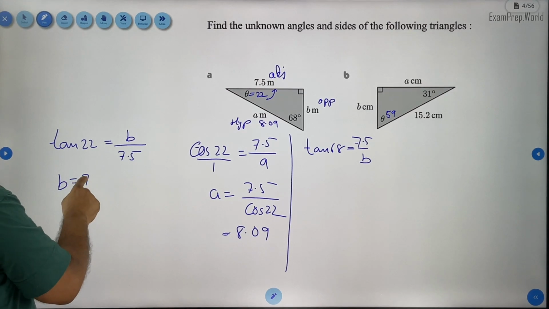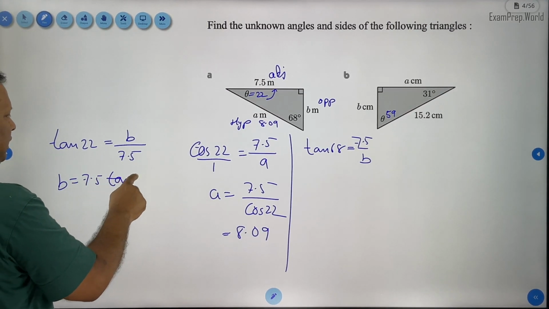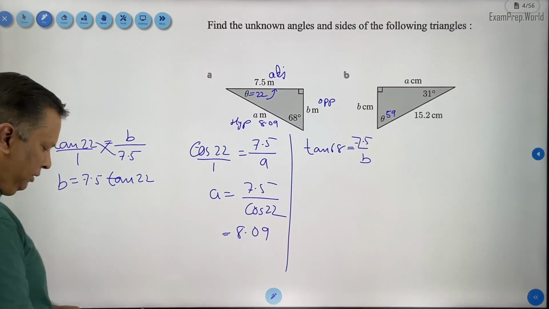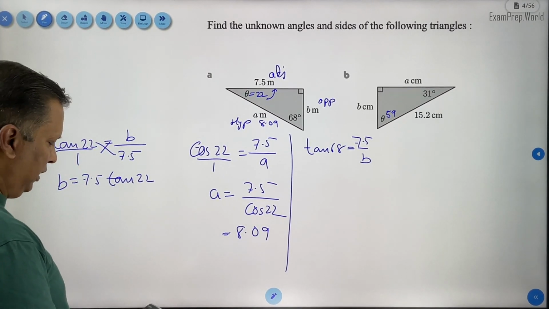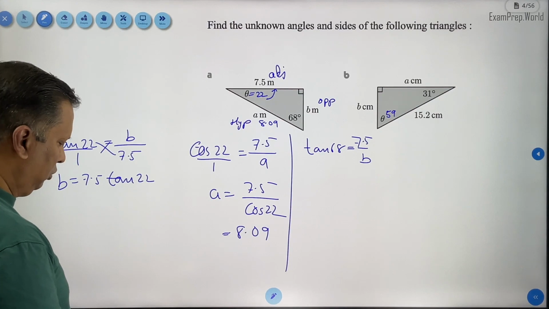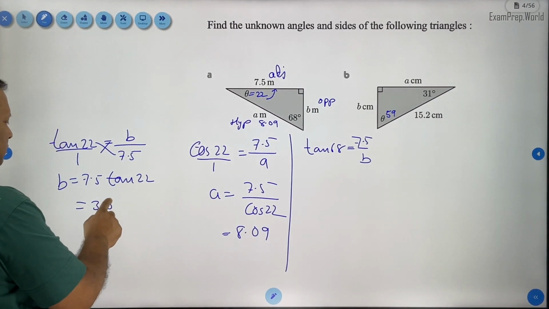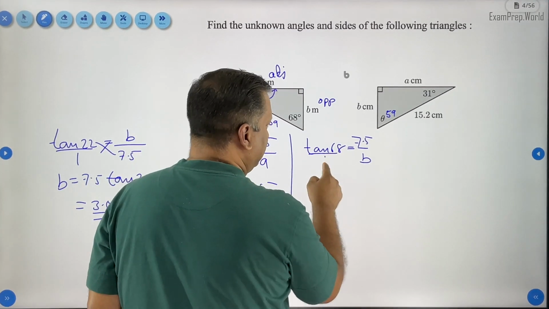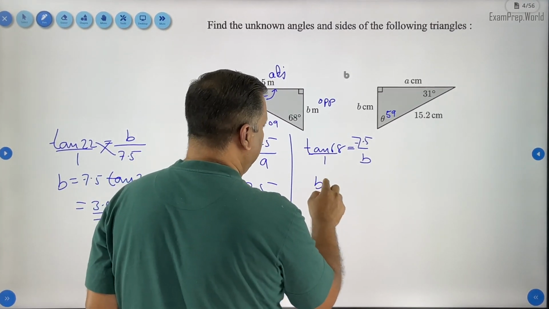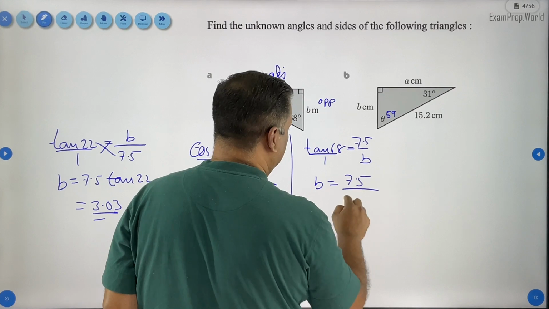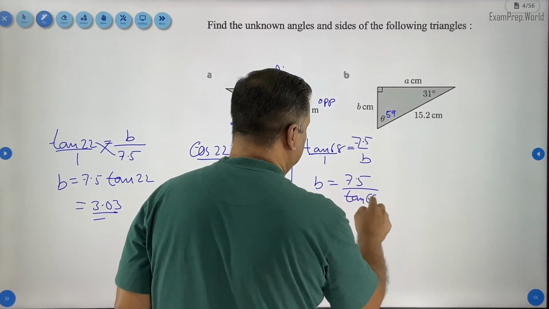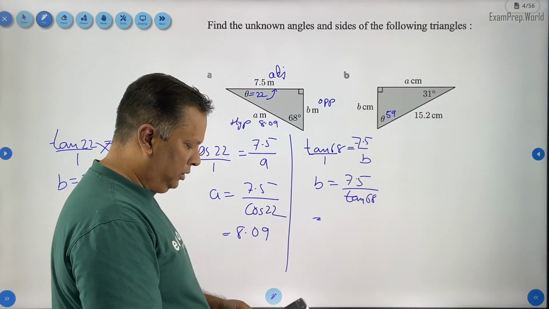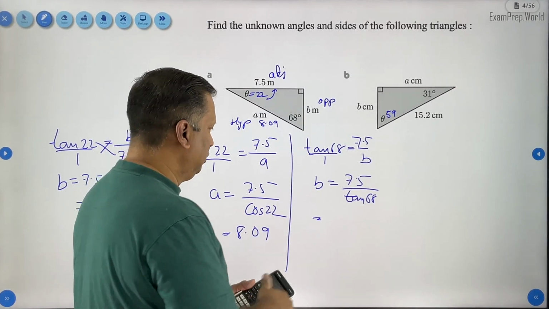B equals 7.5 times tan 22. What are we doing? We are cross multiplying. So 7.5 tan 22 gives you 3.03. We'll use this formula and still try to find it. Here B will come here, tan 68 will come here. B equals 7.5 divided by tan 68. Let us use this. 7.5 divided by tan 68 is 3.03.